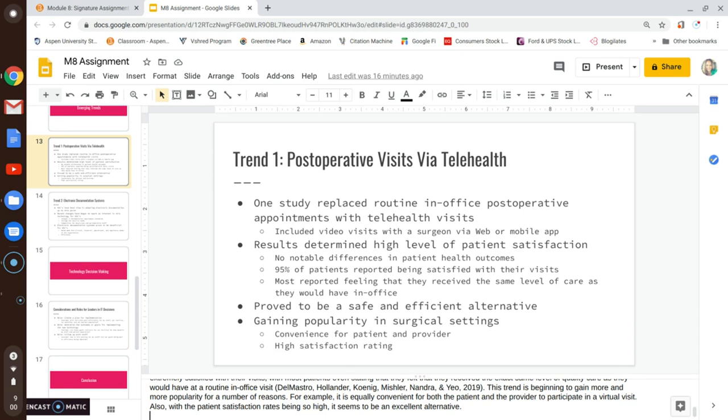For example, it's equally convenient for both the patient and the provider to participate in a virtual visit. Also, with the patient satisfaction rates being so high, it seems to be an excellent alternative.